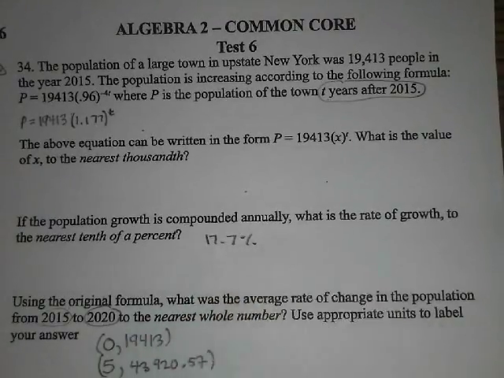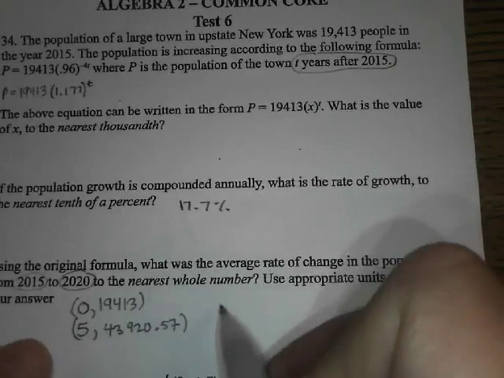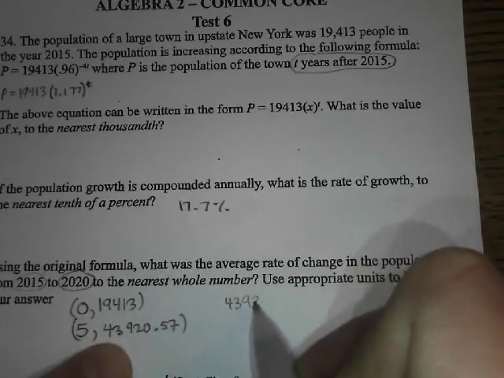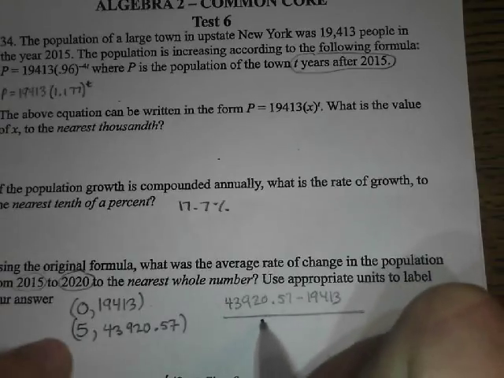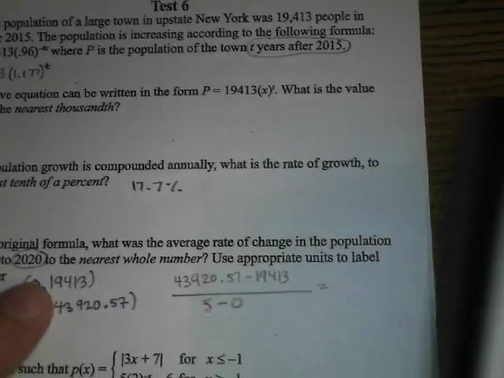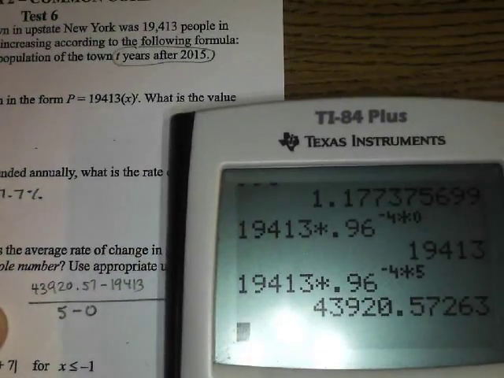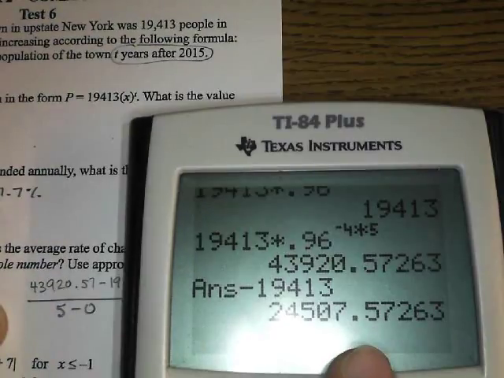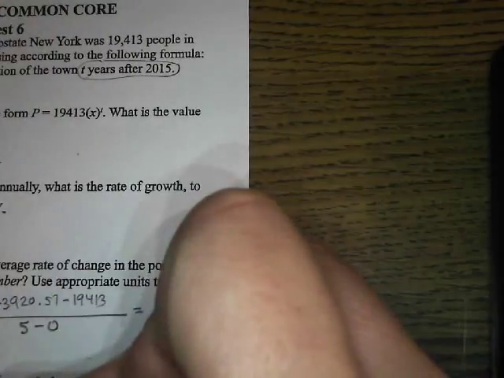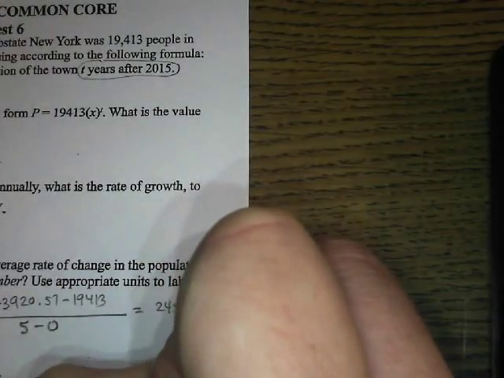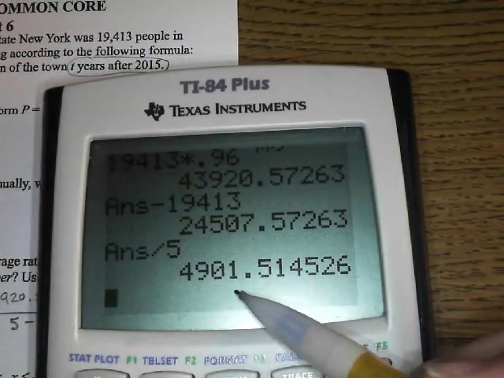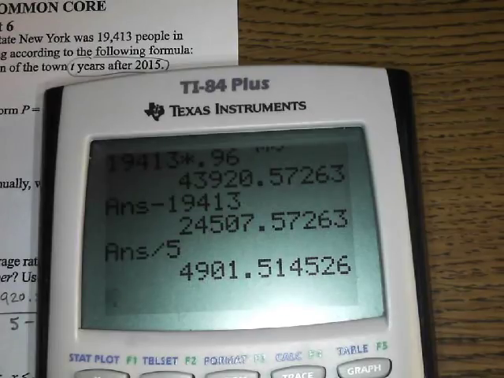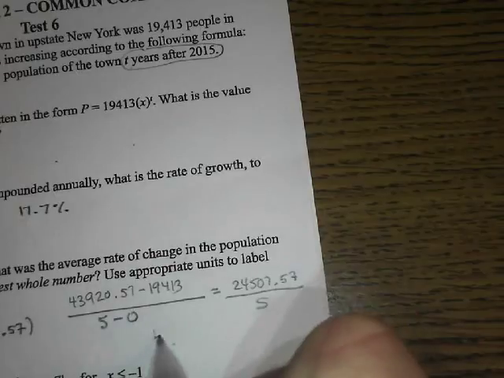And we need to calculate the slope. So now y2 minus y1, minus the 19,413 over 5 minus 0. And then just figure that out. So I'm going to take this number that I just left off with, subtract the 19,413, get my new numerator number, 24,507.57, and divide that number by 5. So on my calculator, divide that number by 5, and the rate of change to the nearest whole number is 4902. So 4902, use appropriate units.